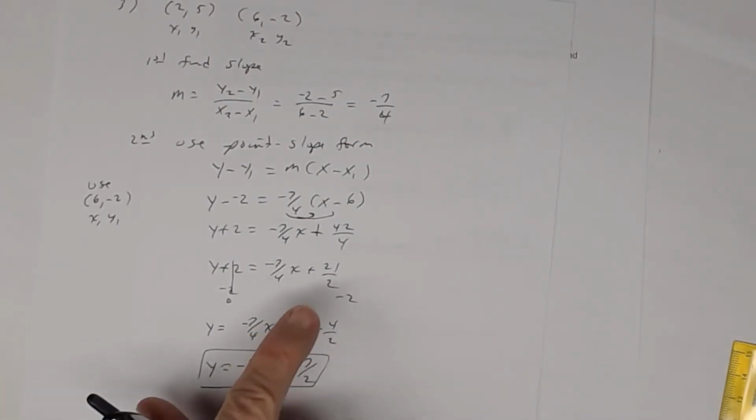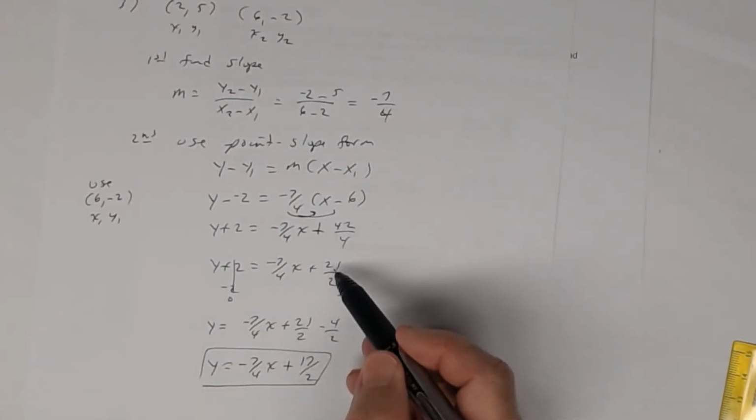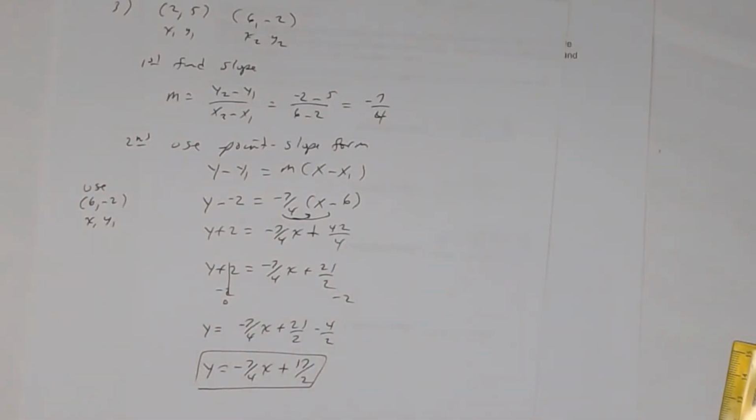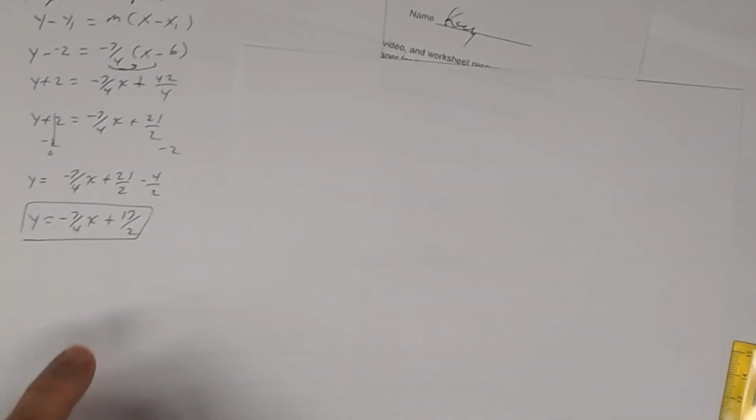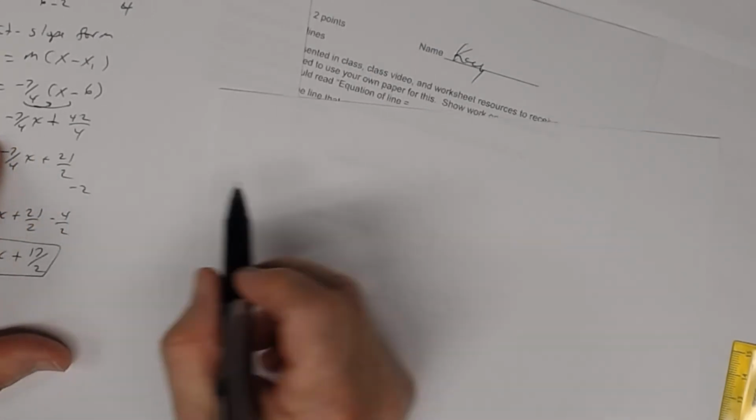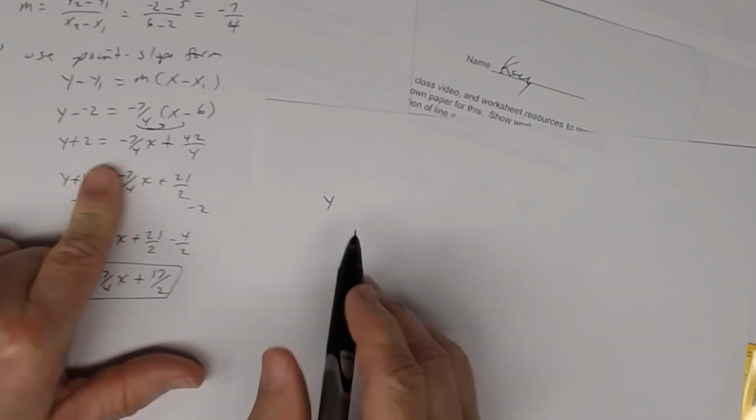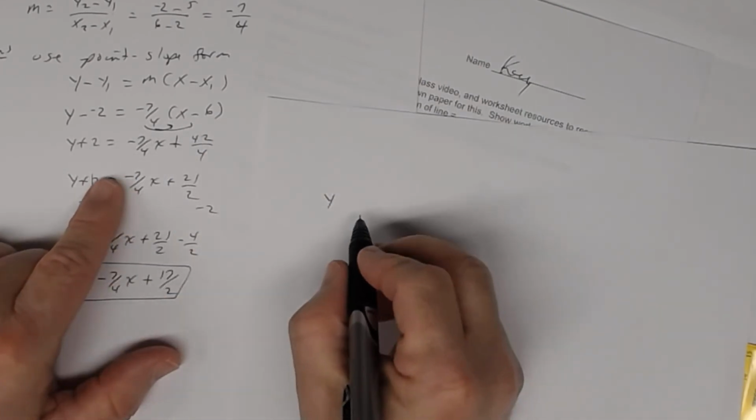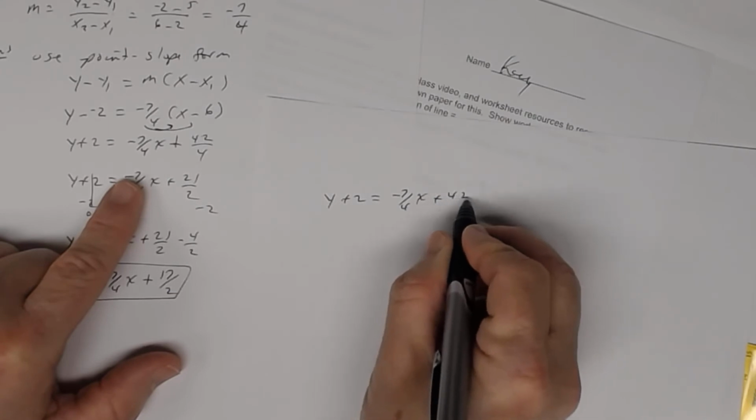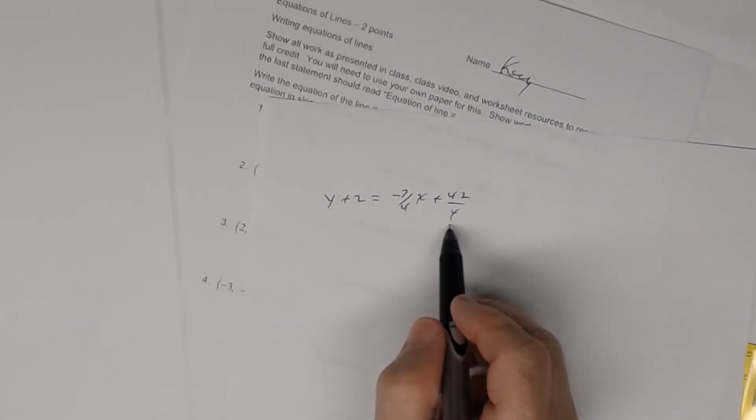All right, now before I go any further, remember right here at this step, I said I'm going to go ahead and reduce. Just in case some of you did not reduce, which is fine at that point, you didn't have to reduce. Just make sure you reduce your final answer. But just to show you what you would have done, right here I'm just going to rewrite this. y plus 2 equals negative 7/4 x plus 42/4. So somebody probably did not reduce at this point.